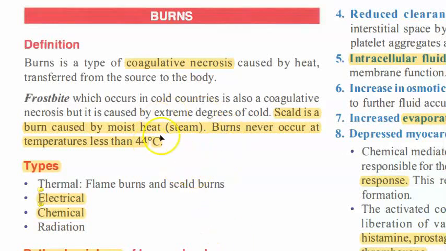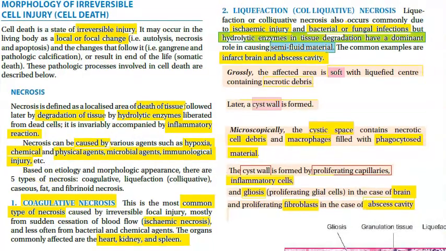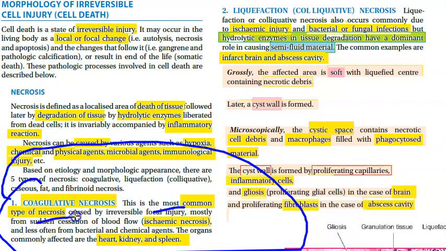Hello people, in this video we want to cover burns. So basically what is a burn? It's a type of coagulative necrosis. Do you know the type of necrosis, guys? Burn is a coagulative necrosis. If you remember in pathology, you have studied that coagulative necrosis is the most common type of necrosis, okay? It's the most common, guys.